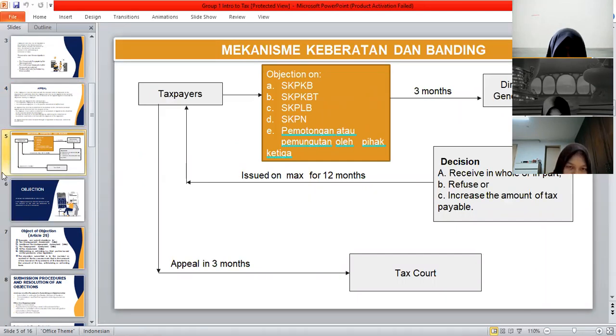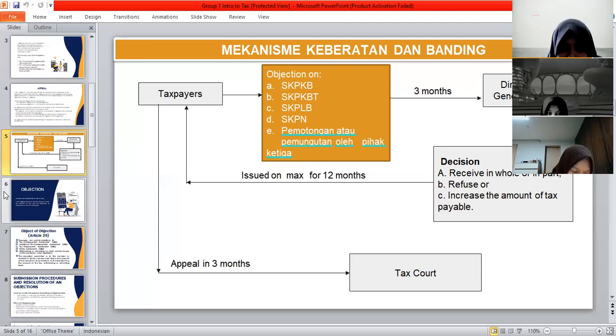And the objection and appeal mechanism. So a taxpayer can file an objection to a tax underpayment assessment, additional tax underpayment assessment, tax overpayment assessment, nil tax assessment, and withholding or collecting by third parties within a period of time to the Directorate General of Taxes. And then the Directorate General of Taxes will give its decision a maximum of 12 months after receiving the letter of objection from the taxpayer.